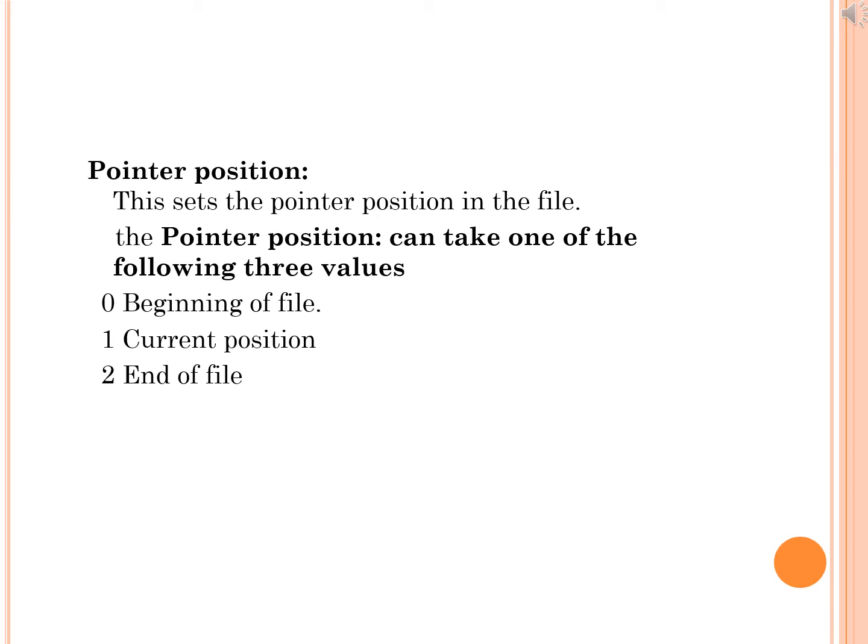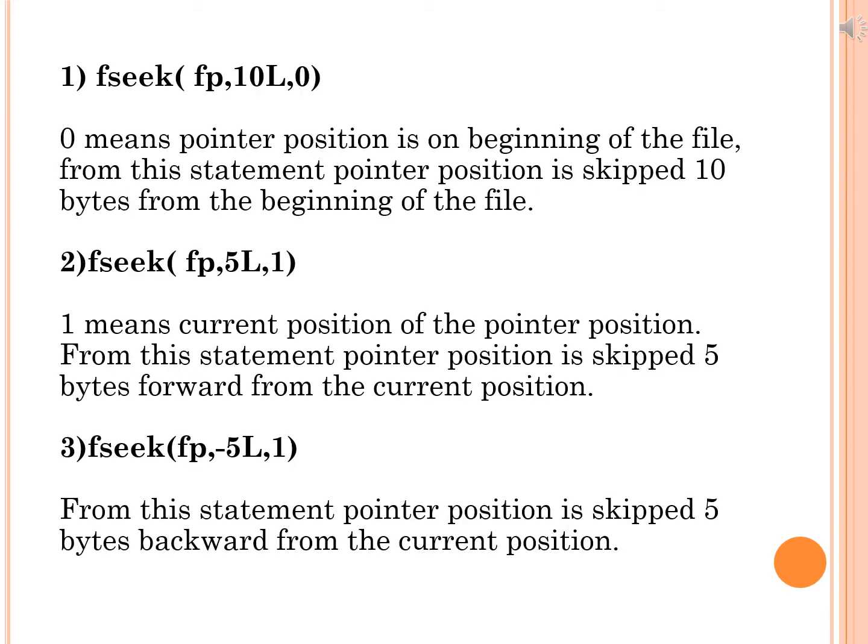Pointer position can have three values: 0, 1 and 2. 0 represents the beginning of the file. 1 means the current position where your fptr is pointing. 2 means the end of file. I will give you examples. See the first example, fseek(fp, 10L, 0). fp is a file pointer. The fseek function moves that pointer to a particular location, and the parameters are fp, 10L and 0. 0 represents the beginning of the file. So you are asking to move the file pointer from the beginning of the file 10 bytes forward.